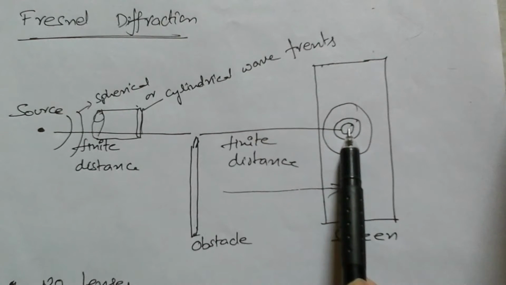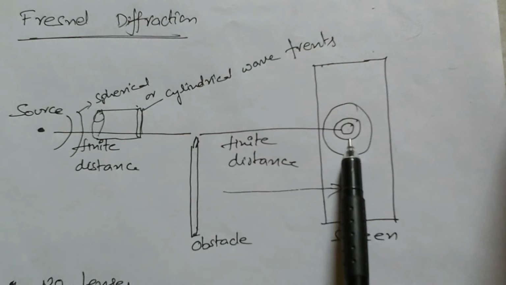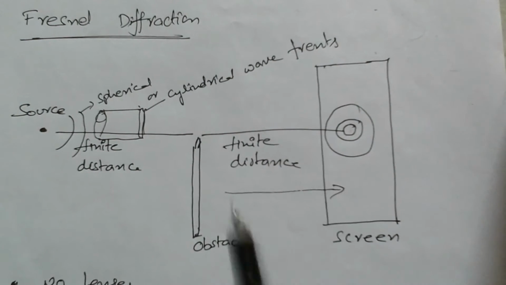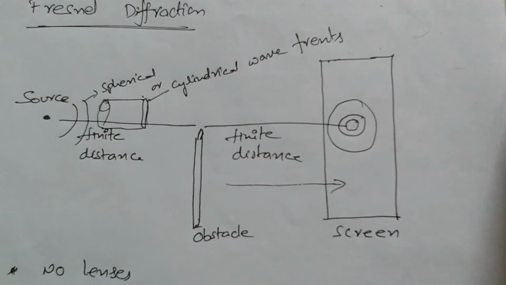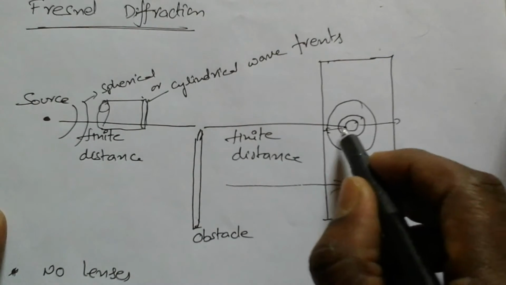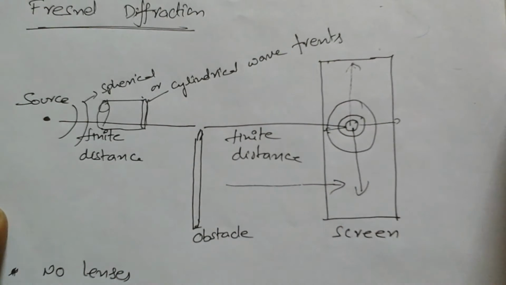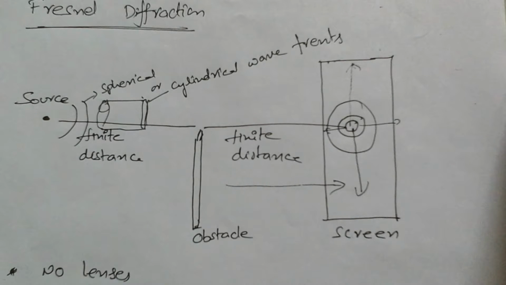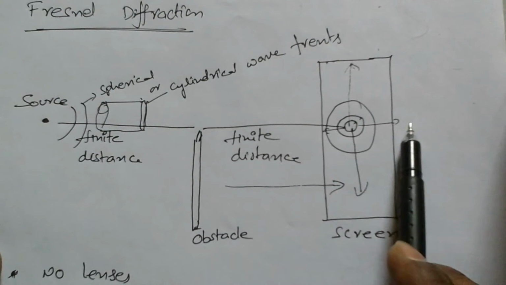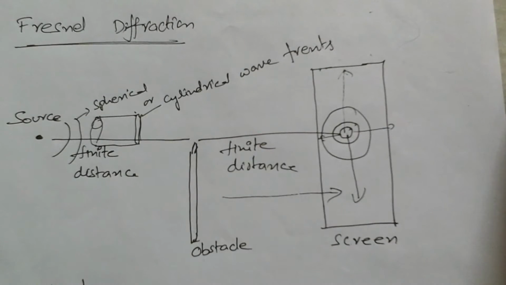In the diffraction pattern, the central will be bright, next dark, next bright, next dark, next bright, next dark. Like this, it alternately happens. When you go to the right side or left side, top, down, any side, the bright fringe intensity decreases. The bright fringe intensity decreases as you go left, right, top, or down.